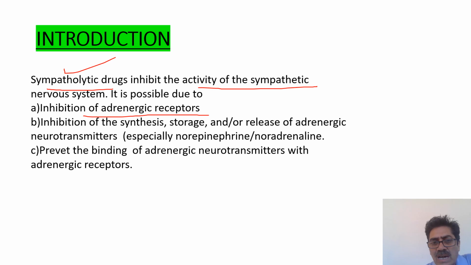Number one. Other possibility, they would lead to inhibition of synthesis of these neurotransmitters, storage of these neurotransmitters or release of these adrenergic neurotransmitters, mainly noradrenaline or norepinephrine. They would also prevent the binding of these adrenergic neurotransmitters, that is noradrenaline, etc., with adrenergic receptors. The result is sympatholytic action or anti-adrenergic action, or you may also call it adrenergic receptor blocking activity.